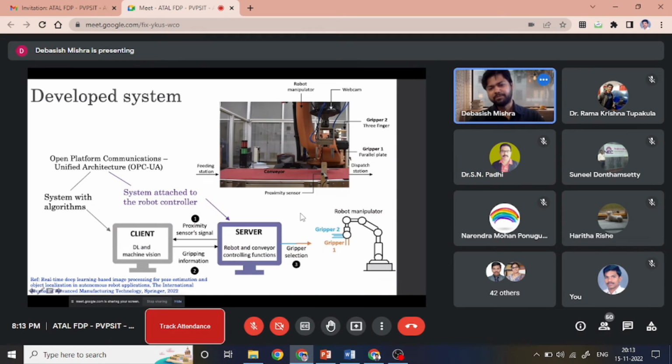So this is the picture showing the entire robotic arrangement. As I've told, these are the grippers. This is the webcam that is fixed on the robot. And one of the things that I would also like to focus on here is that this is a webcam.